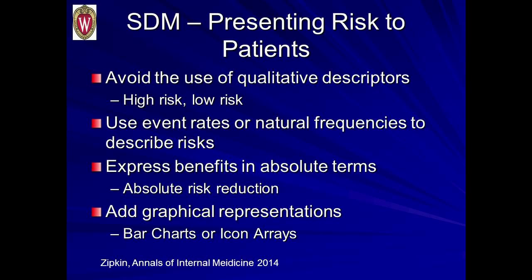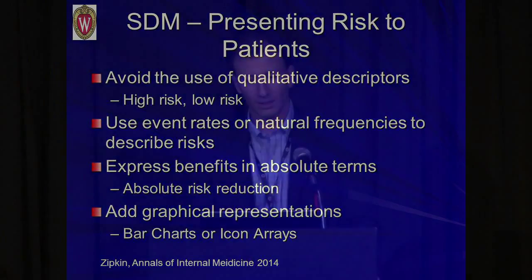We know we should avoid the use of qualitative descriptors. And those are things like saying, well, you're at high risk of developing X. So the problem is that high risk means different things to different people. Even when, and I love to do this, when we take a room of clinicians and say, what is high risk for death to you, the high risk and the low risk always overlap.